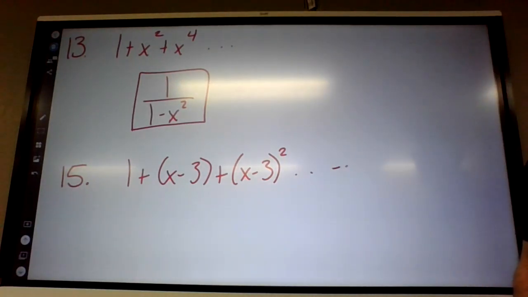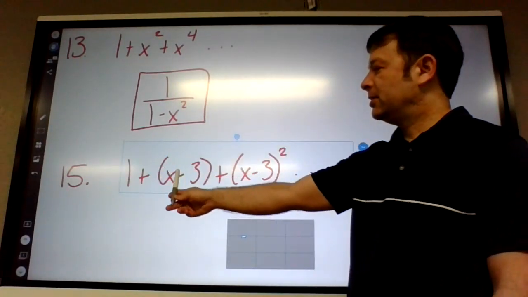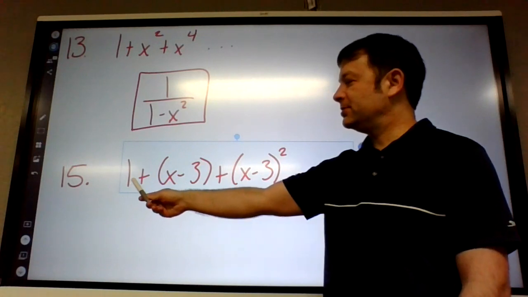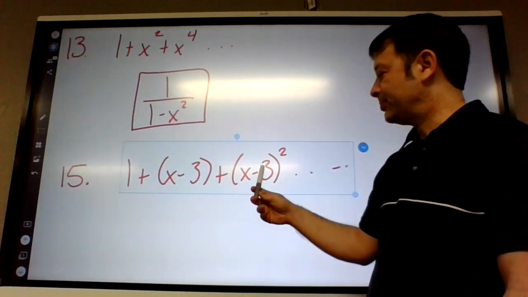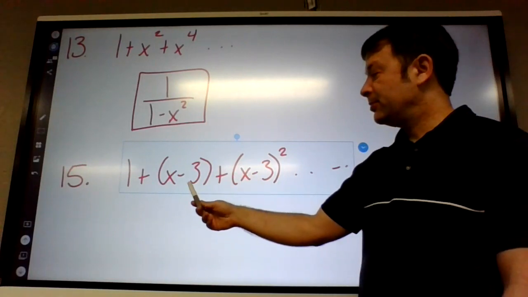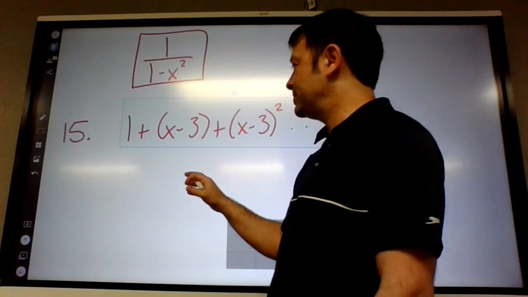How about 15? What's the common ratio here? x minus 3. When it starts with the 1, times what equals x minus 3? It's x minus 3. It's multiplying by x minus 3: multiplies once, multiplies twice, multiplies 3 times. So x minus 3 is the common ratio.